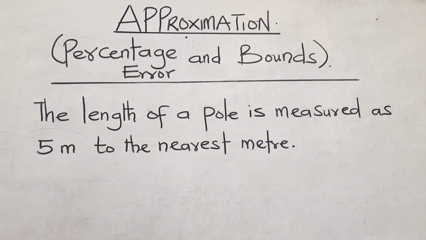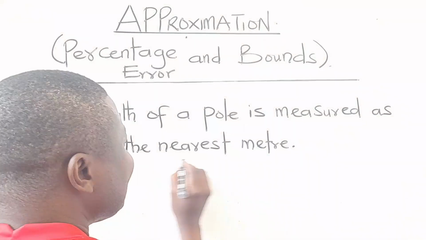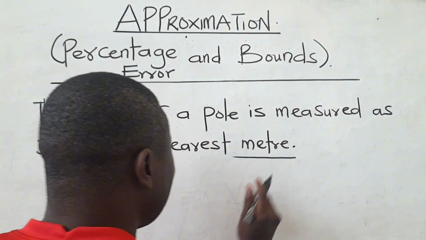Now, let's look at this. The length of a pole is measured as 5 meters to the nearest meter. What does this mean? How do we know the error? Now, when they say to the nearest meter, they mean the error is to 1 meter.